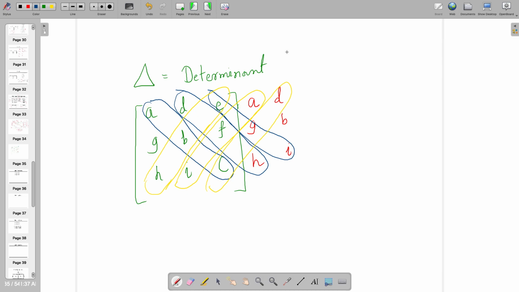When you are doing this, the determinant is equal to ABC plus DFH plus EGI, and all the yellow entries are going to be negative: HBE minus IFA minus CGD, right? So that will be the determinant. Okay. Yeah.